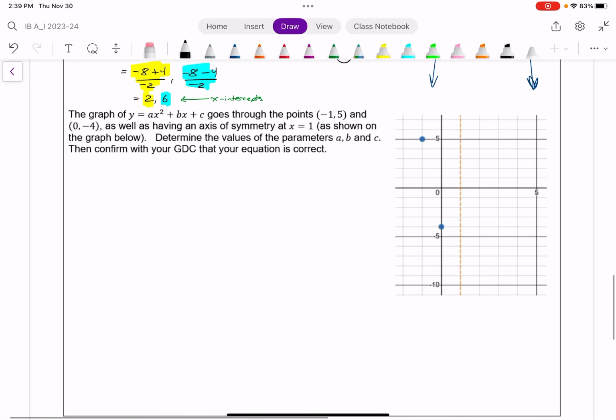So lastly, I give some details about a quadratic function here. I tell you it goes through the points shown. It goes through negative 1, 5 and 0, 4. 0, 4 is a good one because that's our y-intercept. That tells us part of the equation.